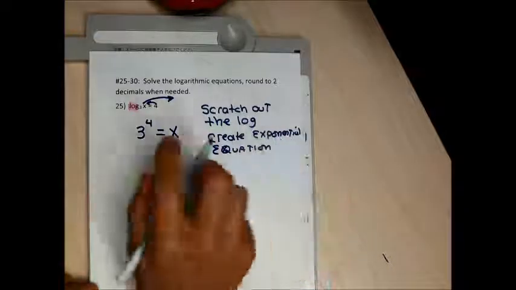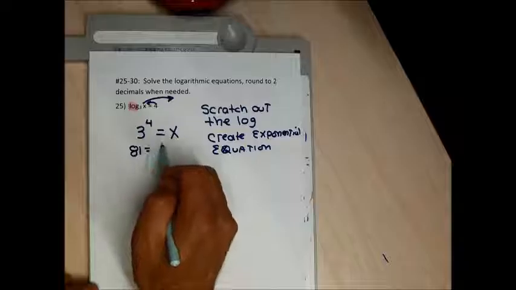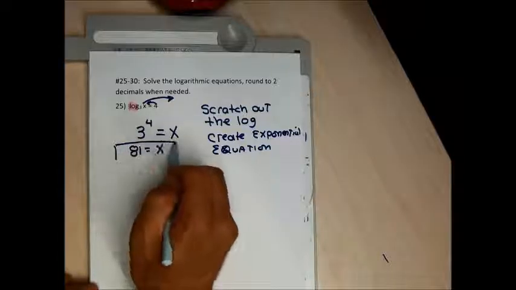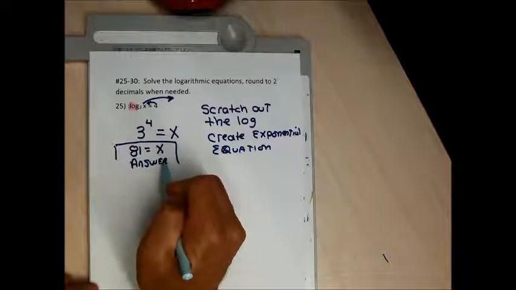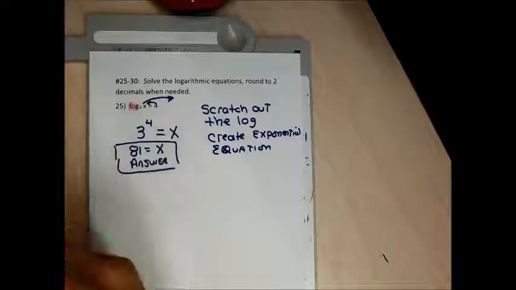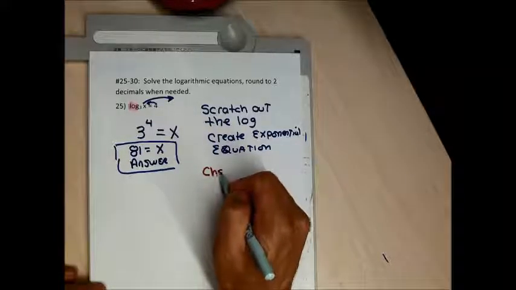I can use my calculator if I can't do this in my head, but I know that 3 to the 4th is 81. And for an answer, it's enough to write 81 equal to x. I should check it because it's very easy to check.